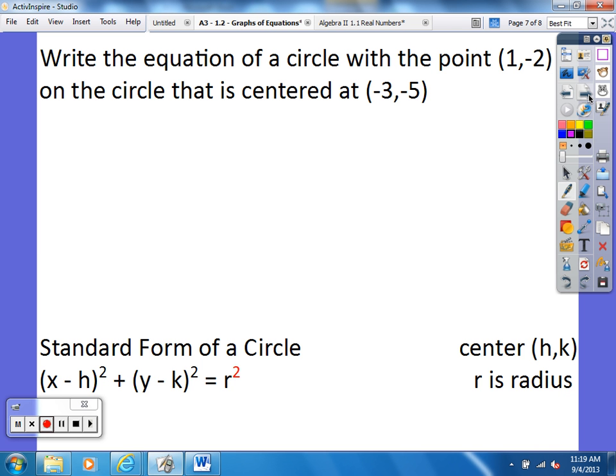So I need two things to write the equation. And they're listed over here, center and radius. Which of those two things am I given in the problem? I'm given the center. Okay. So I know only the center so far. So I need to find the radius. How would I find the radius? What is a radius?